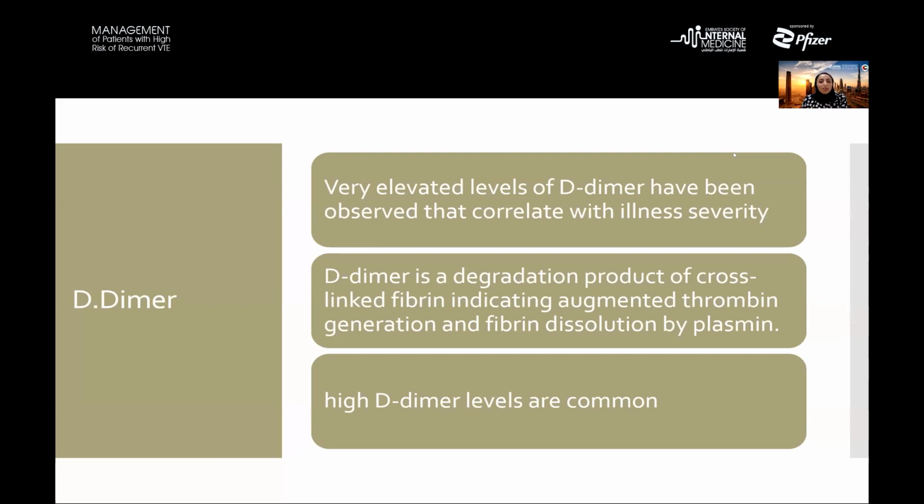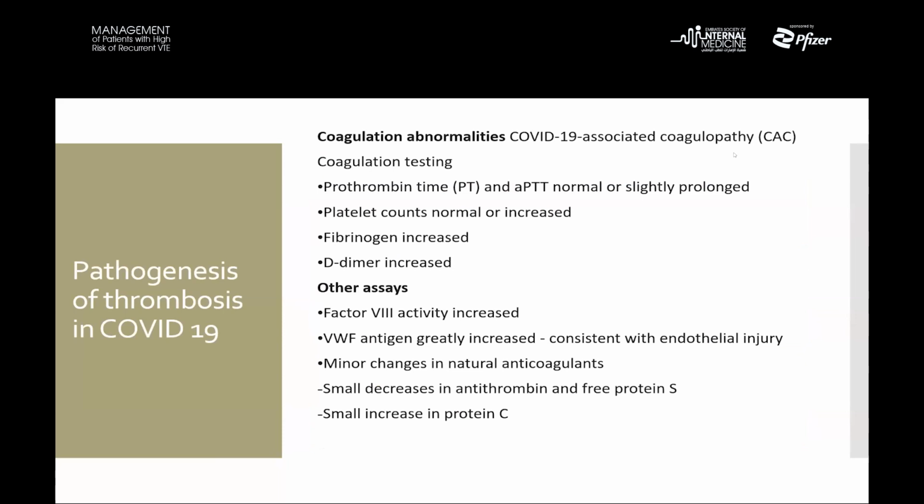And what is D-dimer? It's a degradation product of the cross-linked fibrin, and this tells us that there is thrombin generation and fibrin dissolution. So the other abnormality that happens with COVID-19, which is related to coagulation, is coagulation abnormality. There is an entity called COVID-19 associated coagulopathy. It's similar to DIC, but different.